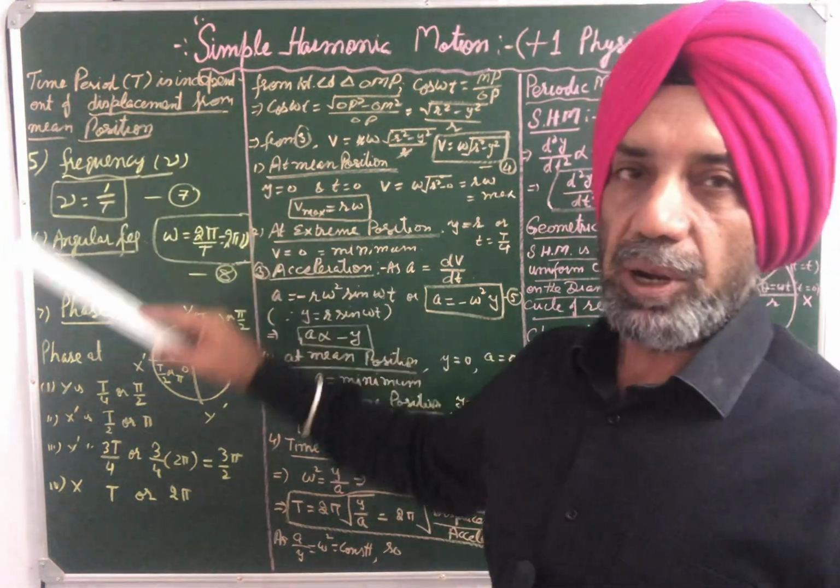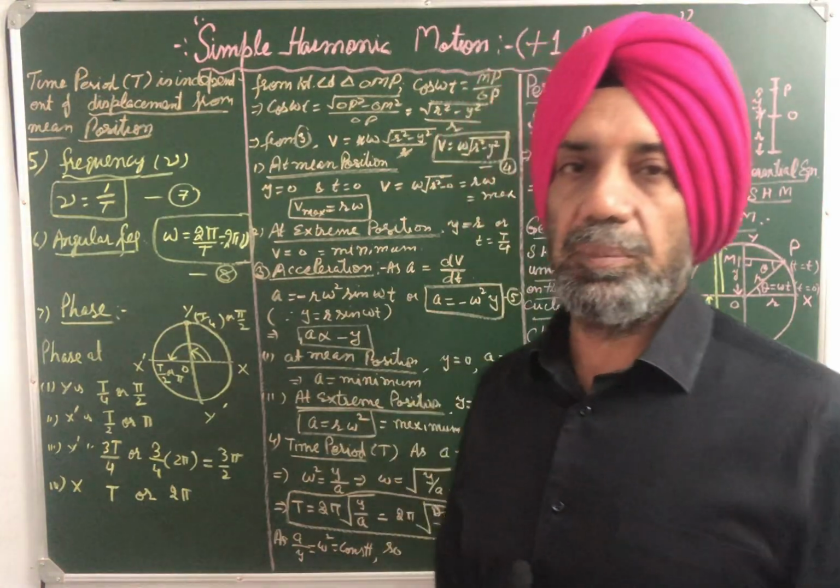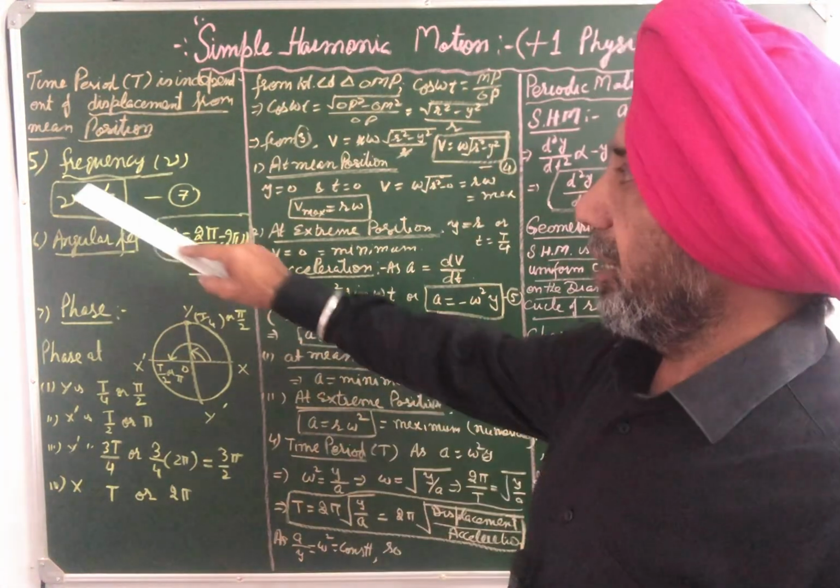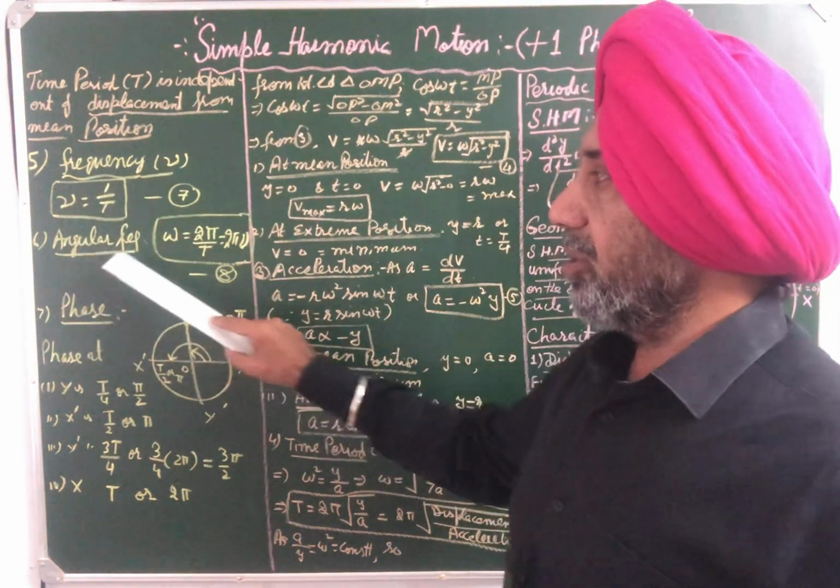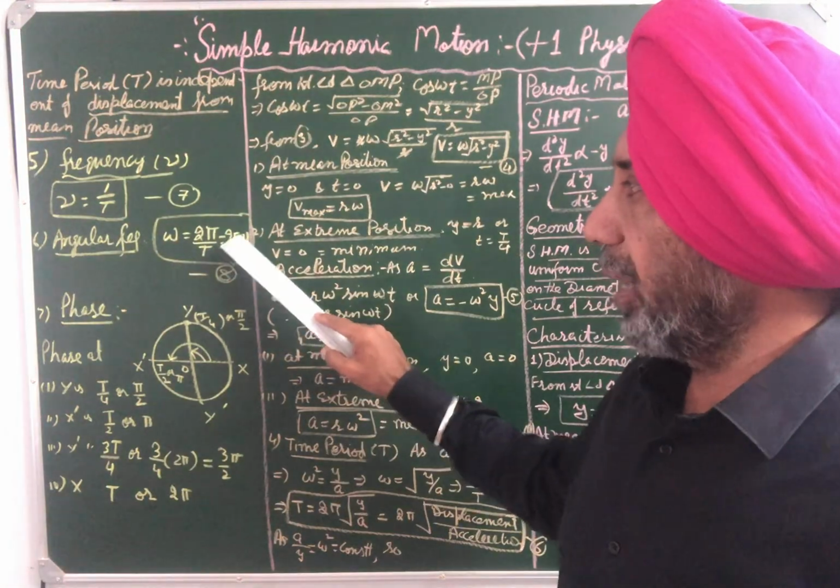Then frequency, the number of vibrations per second, number of rotations per second, number of oscillations per second, is given by the reciprocal of time period. Nu is equal to 1 upon T. Angular frequency is defined as 2 pi by T, or 2 pi times the frequency.